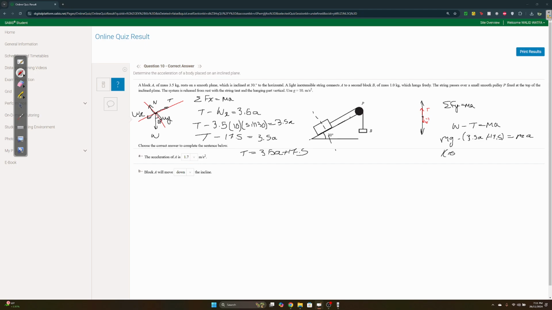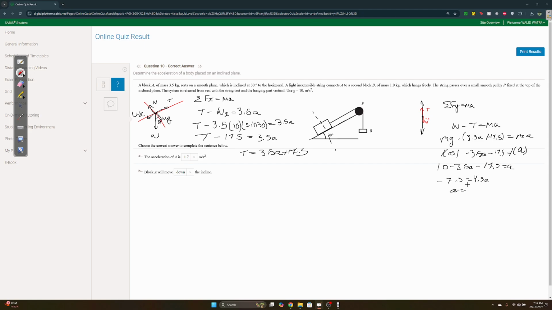Mass is 1, g is 10. Minus 3.5a minus 17.5 equal to the mass 1 times the acceleration. We don't know it, right? So you get 1 times 10, 10 minus 3.5a minus 17.5 equals a. Okay, and you're gonna get minus 7.5 is equal to 4.5a.